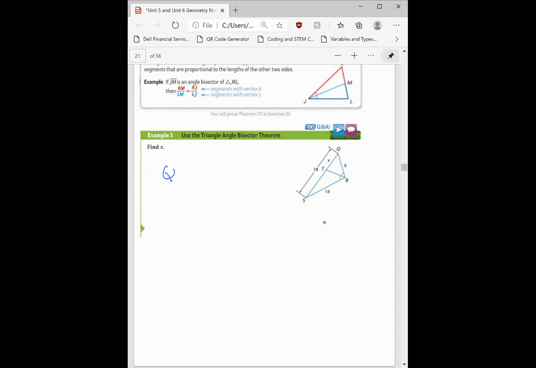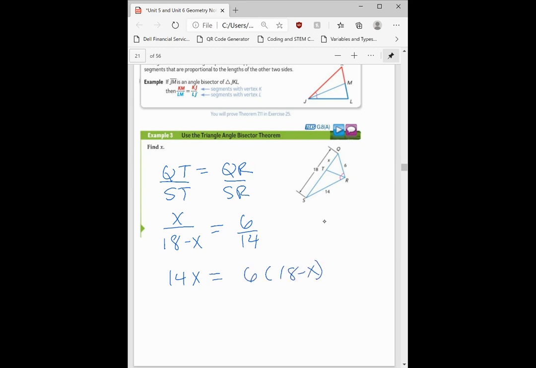So we have QT over ST is equal to QR over SR. So let's plug everything in. QT is x, ST is 18 minus x, QR is 6, SR is 14. Now we're going to cross multiply. 14 times x is equal to 6 times 18 minus x.